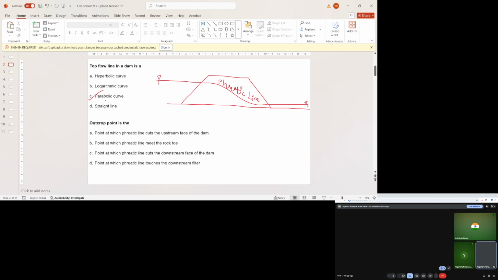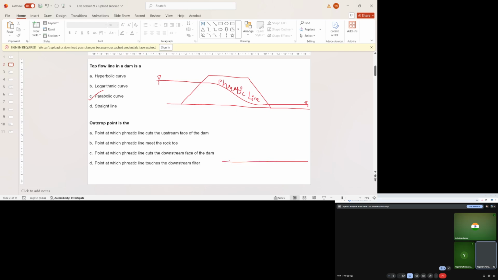Outcrop point is defined as, among the four options: first, the point at which the phreatic line cuts the upstream face of the dam; second, the phreatic line meets the rock toe; third, the point at which the phreatic line cuts the downstream face of the dam; fourth, the point at which the phreatic line touches the downstream filter. How is the outcrop point defined?